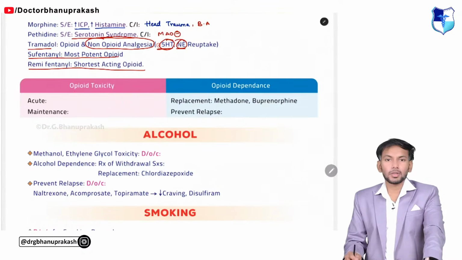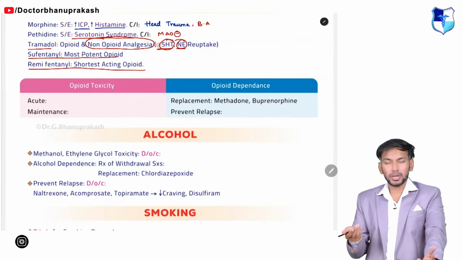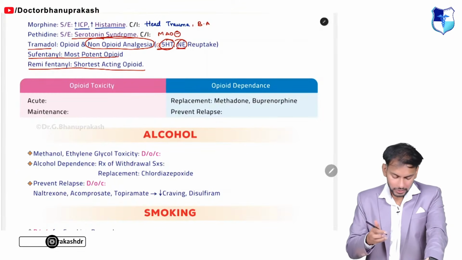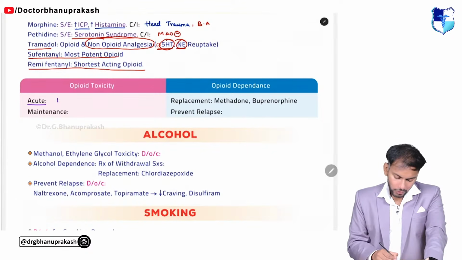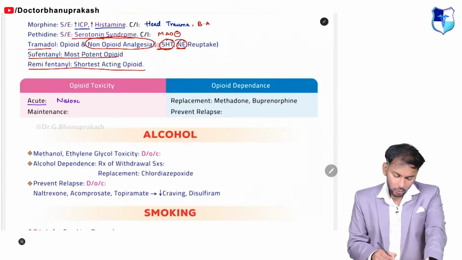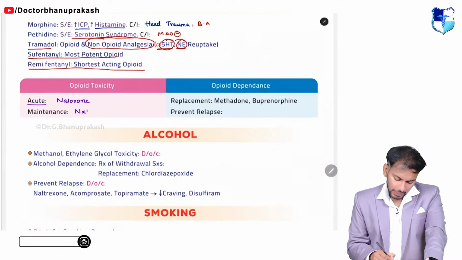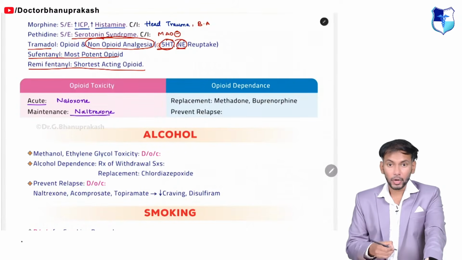Opioid toxicity. So, in opioid toxicity, how do you treat it? You see the pinpoint pupils and respiratory depression in opioid toxicity. In acute management, you will give naloxone. Why? Because it is an opioid antagonist and short acting. For maintenance, you have to give naltrexone. Why? Because it is a long acting opioid antagonist.